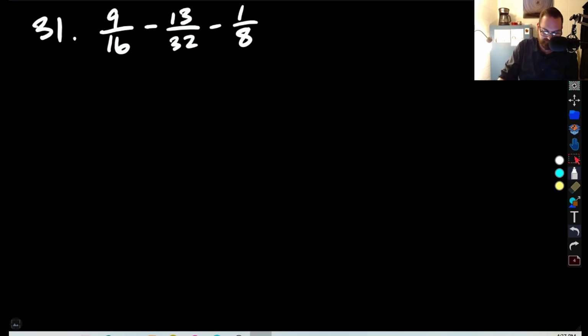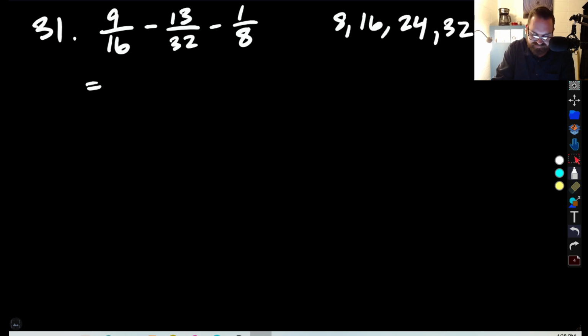What we're going to have here is 9 minus 13 minus 1, but we have different denominators. So right off the bat, you can start working 8, 16, 24, 32. Ha, forgot that one. It only works when you multiply correctly. 24, 32. There we go. And it looks like 32 shows up there. 16 times 2 is also 32. So 32 is the common number here, and that is going to be our common denominator.